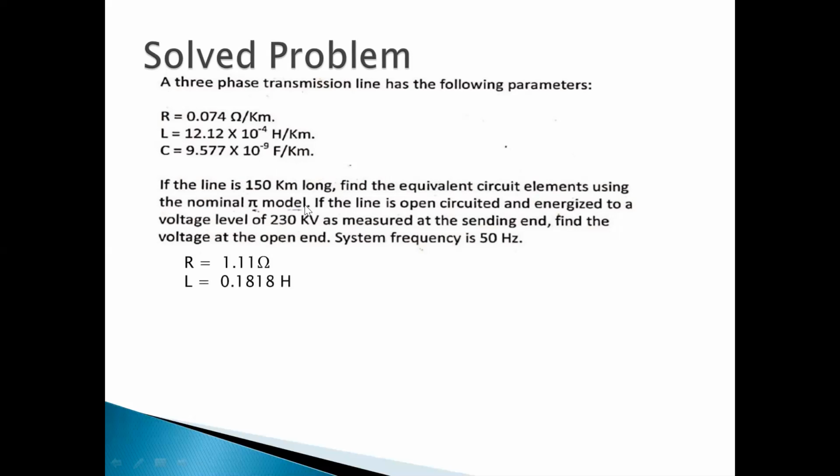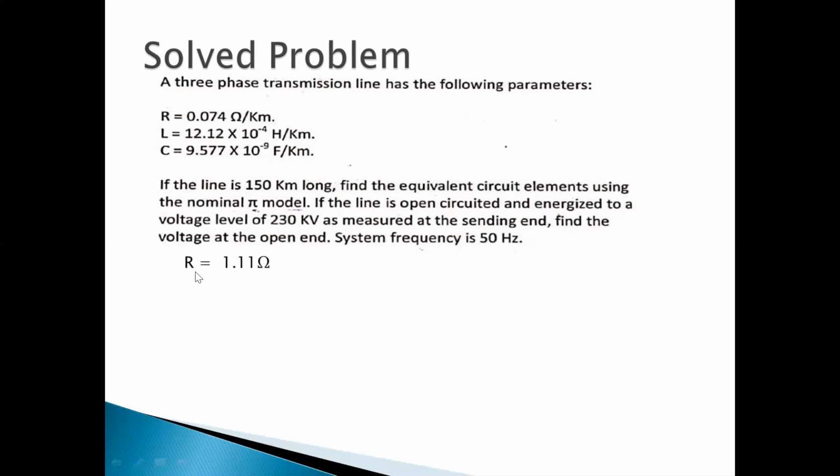I will draw the circuit. For the pi model, I must know the total resistance of the line and the total reactance of the line, then I can divide it like the pi model. So firstly I must know the total resistance, total inductance, and total capacitance of the line. But the problem is that the total values are not given. The parameters of transmission lines are per kilometer values. So we will just multiply them with the distance in case of resistance and inductance. But in case of capacitance, I have told you that we cannot multiply it with distance directly.